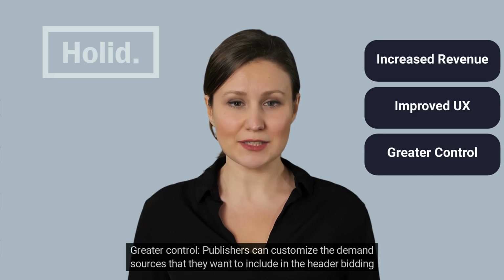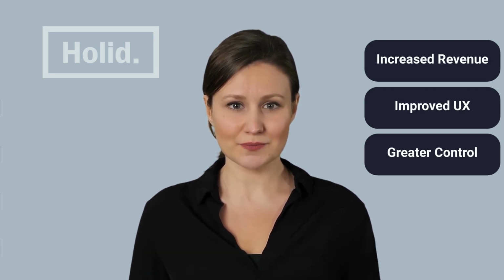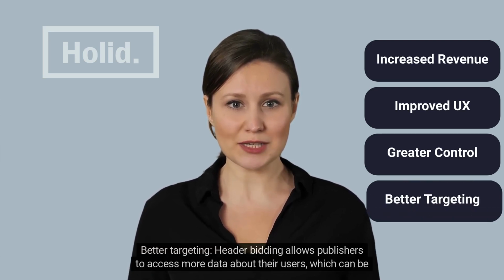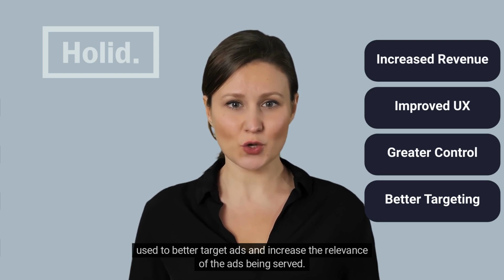Publishers can customize the demand sources that they want to include in the header bidding process, allowing them to have more control over the types of ads that are served on their site. Better targeting. Header bidding allows publishers to access more data about their users, which can be used to better target ads and increase the relevance of the ads being served.